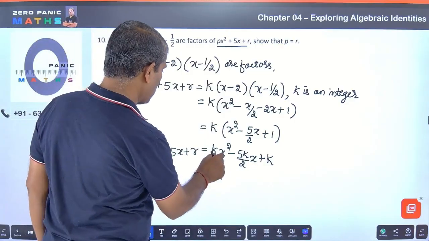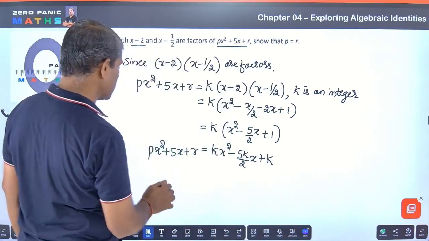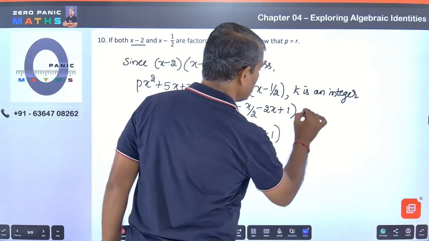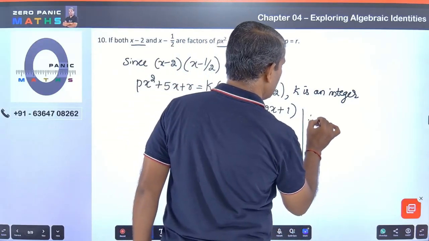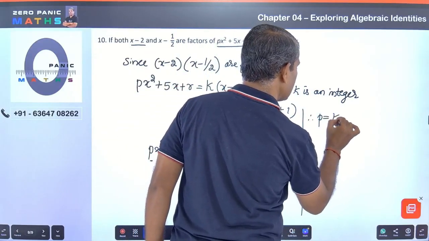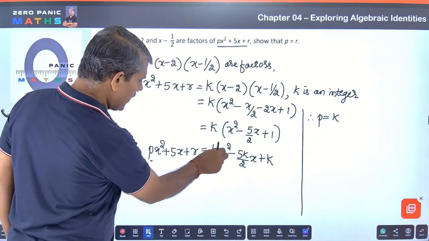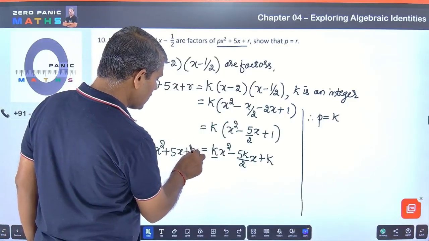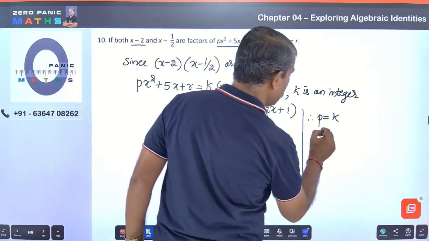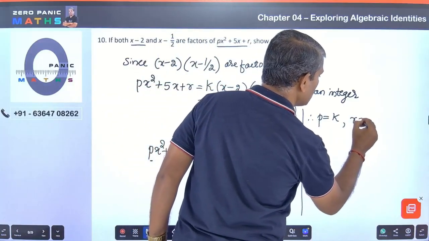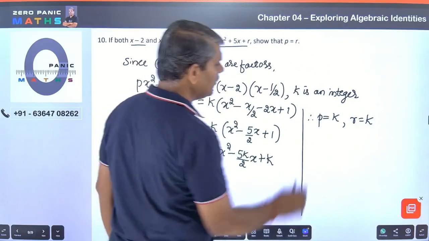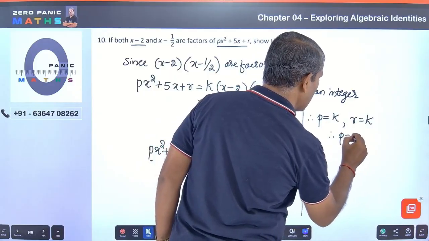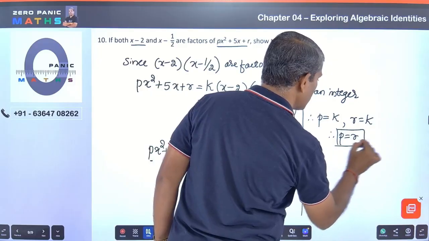Now if you equate both the algebraic expressions here, k is equal to p. Therefore p is equal to k, the coefficient of x square. The constant term r is also equal to k. So if p is equal to k and r is equal to k, therefore p is equal to r. So this is how you proved it.